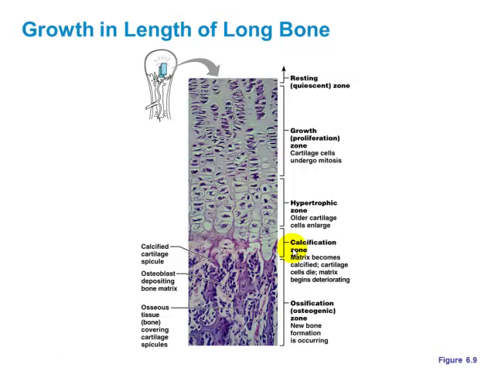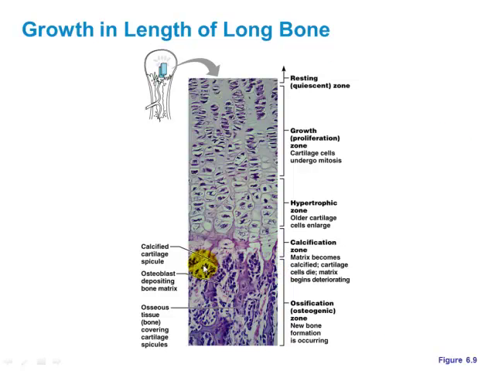Remember, the matrix of cartilage is very different than the matrix of bone. And the main difference is the lack of those minerals, right? The minerals being the calcium phosphates. So mineralization is that hardening. And then at the end here, at the bottom, we have the ossification zone. Okay? This is where the new bone is going to form.